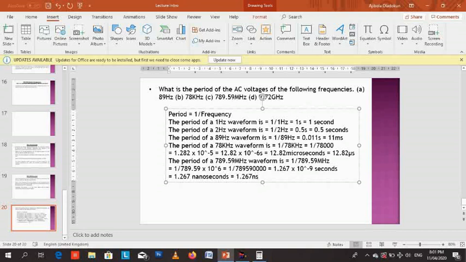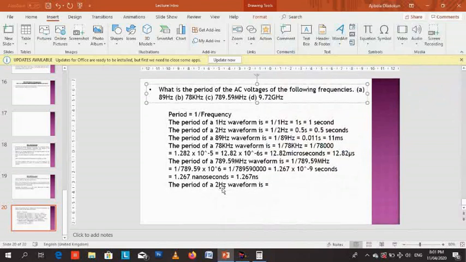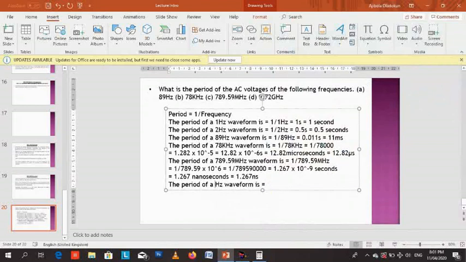1.267 nanoseconds. So you can write it in full nanoseconds, or you can use the symbol ns. The symbol for nano is n, the symbol for second is s, so ns. So it needs just 1.267 nanoseconds to complete one full cycle.